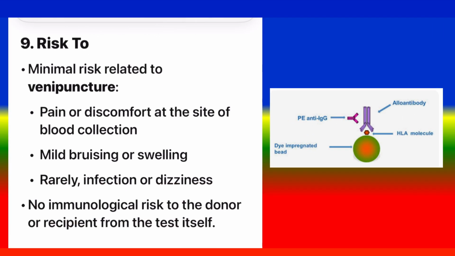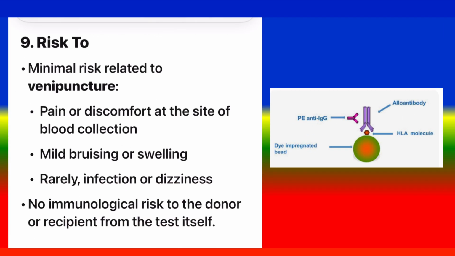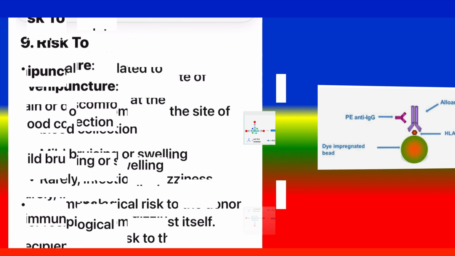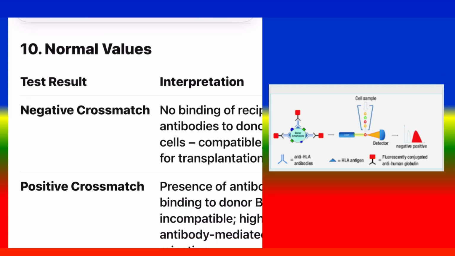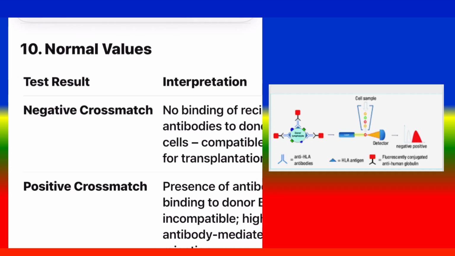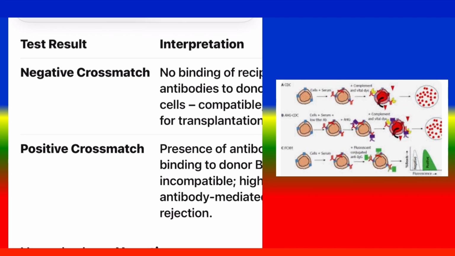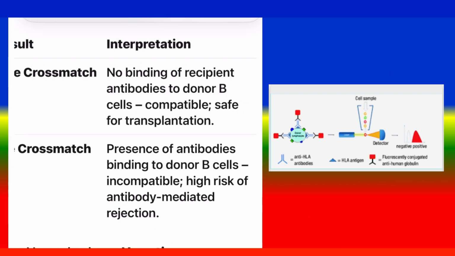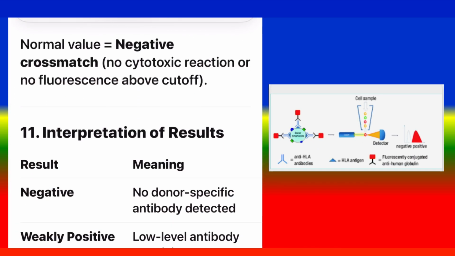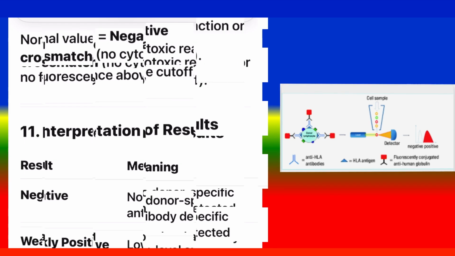Number 9. Risks. Minimal risk related to venipuncture: pain or discomfort at the site of blood collection, mild bruising or swelling, rarely infection or dizziness. There is no immunological risk to the donor or recipient from the test itself. Number 10. Normal values, test result, interpretation. Negative crossmatch: no binding of recipient antibodies to donor B cells, compatible, safe for transplantation. Positive crossmatch: presence of antibodies binding to donor B cells, incompatible, high risk of antibody-mediated rejection. Normal value equals negative crossmatch, no cytotoxic reaction, or no fluorescence above cutoff.